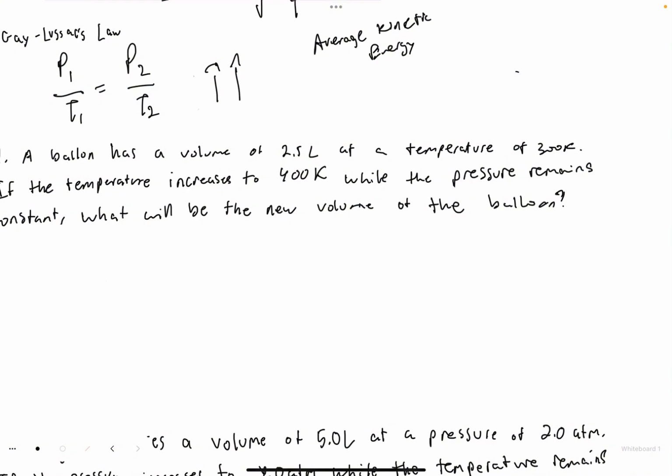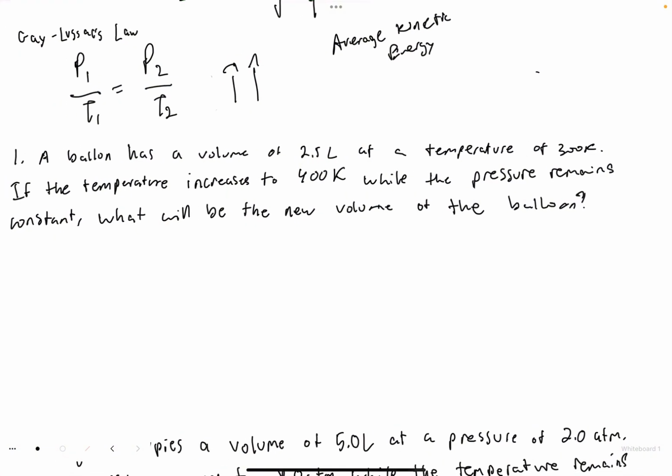So let's start with this first example. A balloon has a volume of 2.5 liters at a temperature of 300 Kelvin. If the temperature increases to 400 Kelvin while the pressure remains constant, what will be the new volume of the balloon? So very important to mention that the pressure remains constant. That's like a key giveaway for Charles' law.